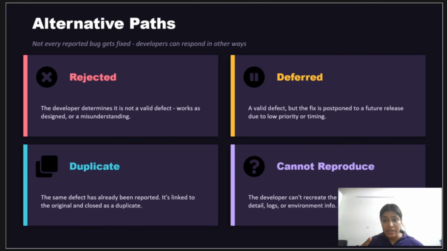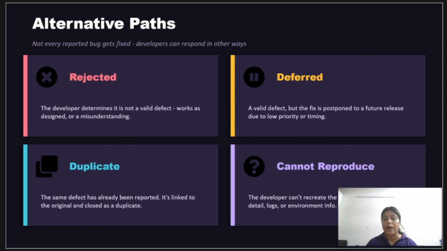Then there is Duplicate, which is already reported. The new one is linked to the original and closed. So it's always ideal to search the tracker before logging a new bug. If multiple testers are involved in testing a module, it is better that you look up what bugs have already been reported, because there's a high possibility that you are logging a duplicate bug.